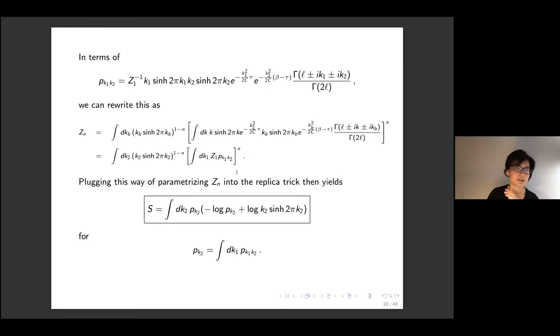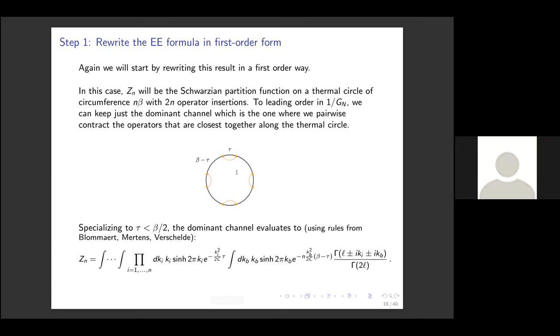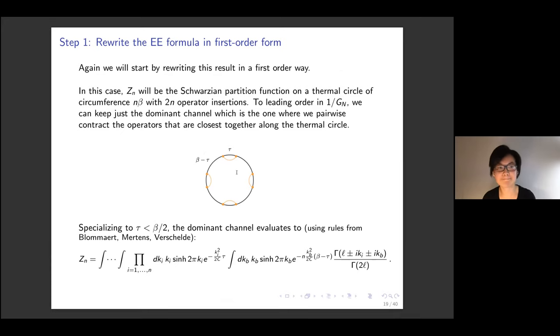And now following the same recipe, again, define a somewhat ad hoc quantity that I'll call P. Can I ask you a quick question? So the periodicity of the thermal circle you drew, is it 2 pi or 2 pi n? 2 pi n. Sorry, 2 pi n, thank you.